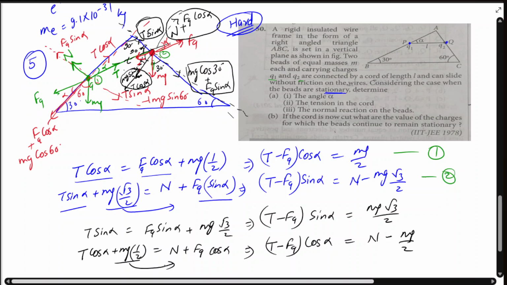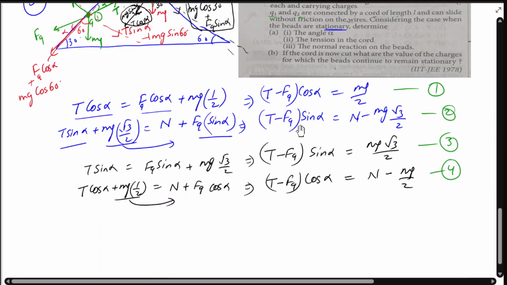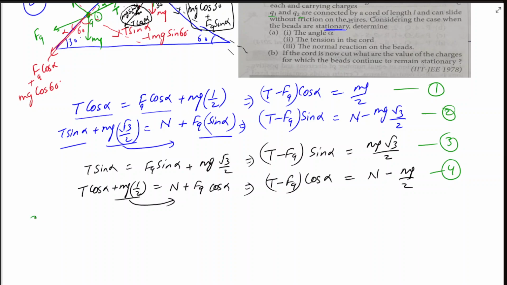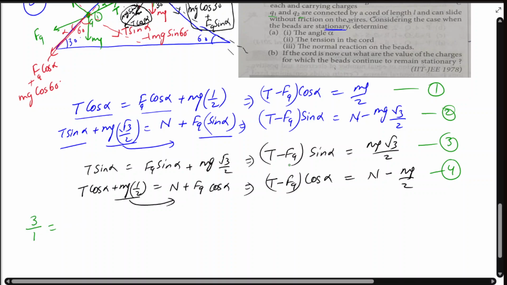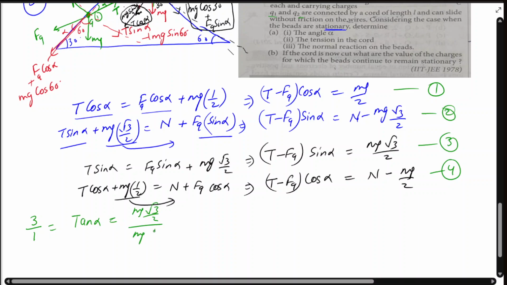Okay, perfect. So we have these four equations now. This is third, this is fourth. We know mg, right? So directly I can find alpha by dividing the third by the first. You will get, T minus FQ will get cancelled. So it will just be tan alpha equals mg root 3 by 2 divided by mg into 1 by 2, right? The mg and 2 will get cancelled, so we'll get tan alpha equals root 3, and alpha will be 60 degree. Okay, this is our first part.